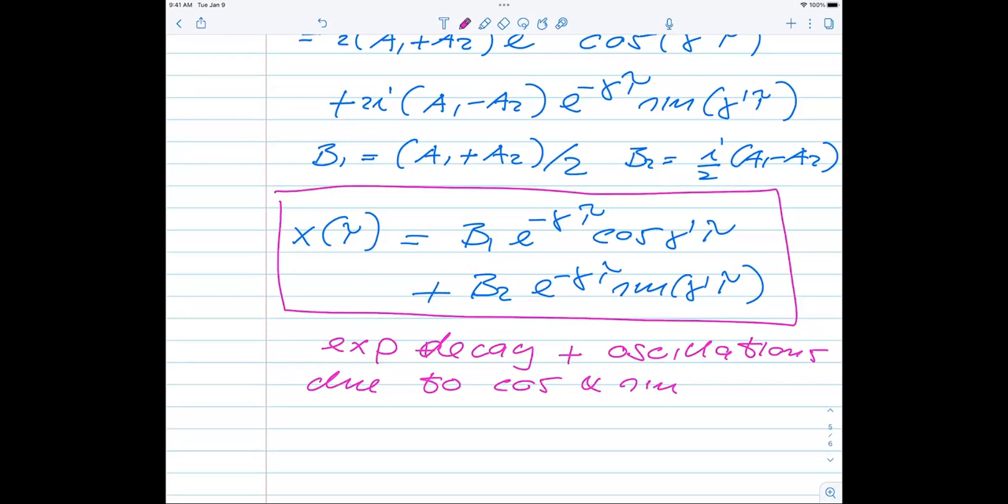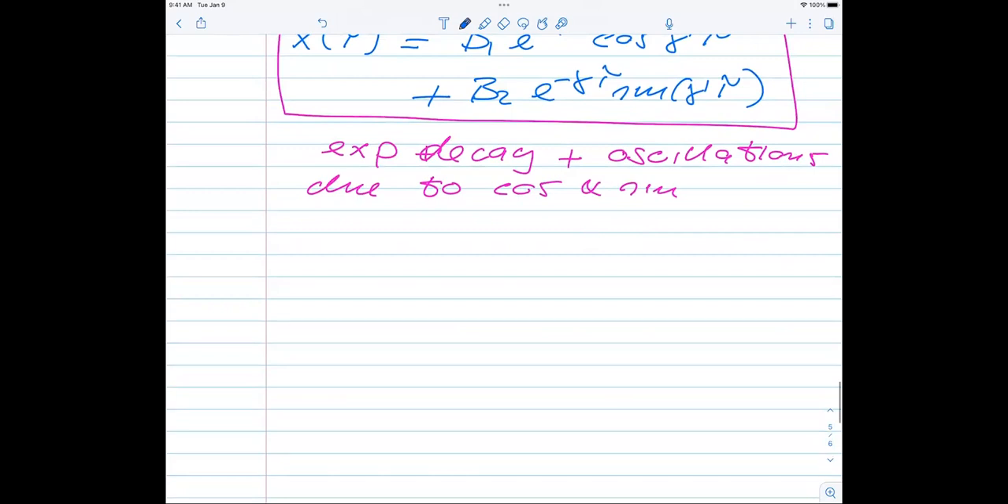So let's now look at the next case where we can put gamma equal to 1 and see what happens then. And that's going to give us the critical damping case. So the next case now is gamma equal to 1. And this is the case which is normally called critical damping.